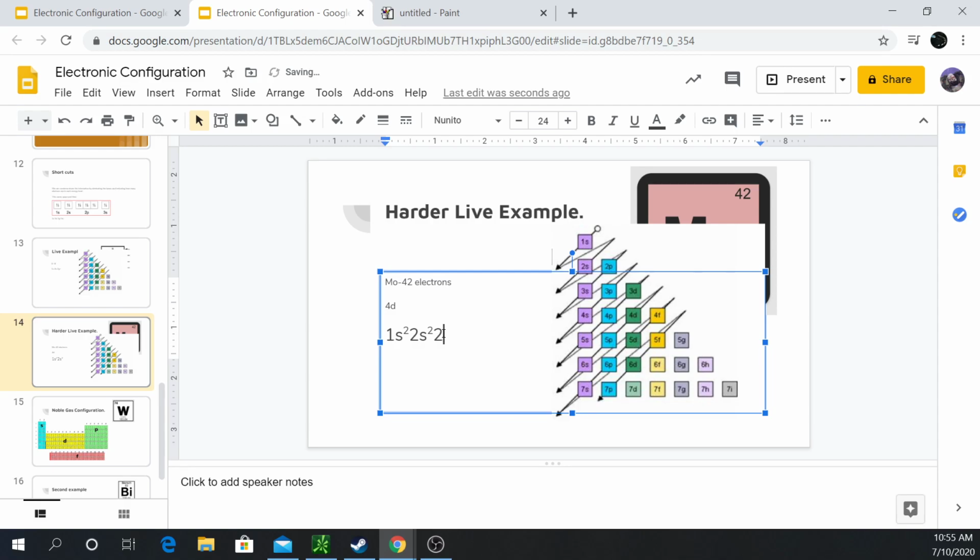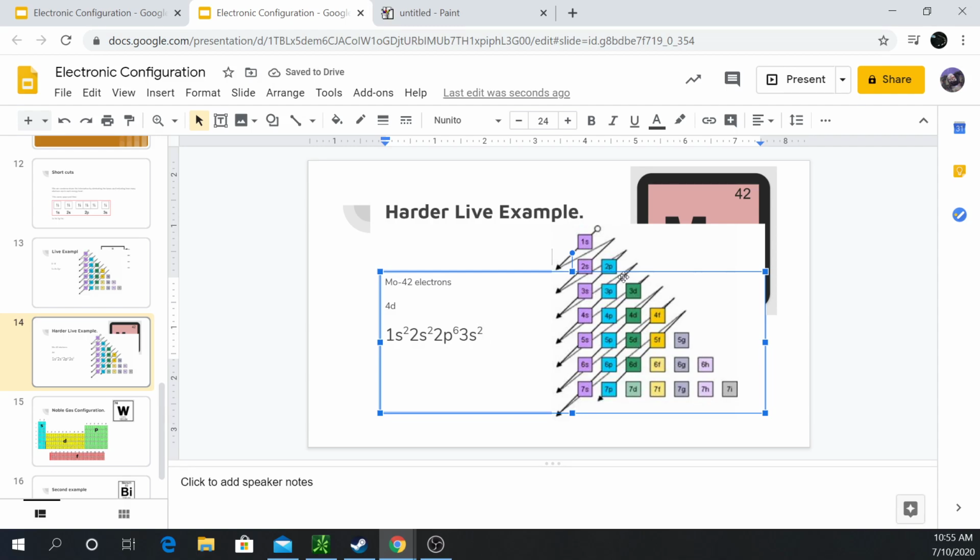Okay, this is going to be followed by 2p, which will have 6. So we've used 10 electrons right now. We have 30 more to go. 32 more to go, sorry. Next we have 3s, and 3s can only hold 2, so it's going to be 3s2.